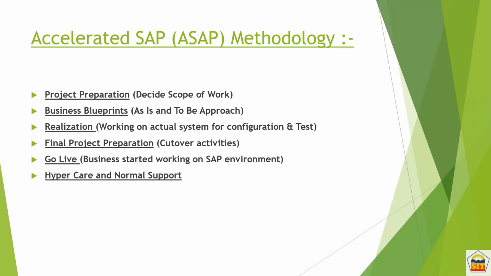So under this business blueprint document, we work on an approach, and that approach is the as-is and to-be approach. What is the as-is and to-be approach? So for example, in the current business process, we have 5 steps to complete any particular business activity. We have 5 steps to get any particular business or finance activity completed. But in SAP, for the same business process, we need to do 6 steps.